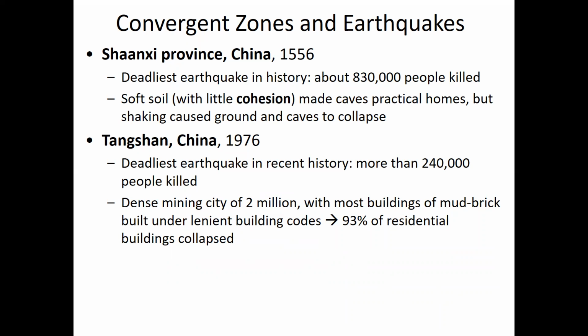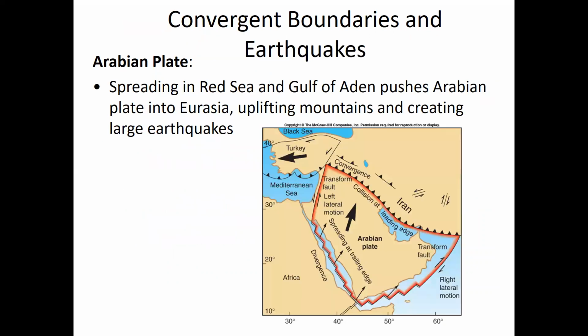And then in 1976, the deadliest earthquake in recent history, more than 240,000 people were killed. It was a dense mining city, 2 million. Most of the buildings were built out of mud brick, masonry structure. Remember, masonry structures do not fare well with earthquakes. Built under lenient building codes, 93% of residential buildings collapsed. Once again, it's not the earthquake that kills people, it's the failure of infrastructure that kills people.